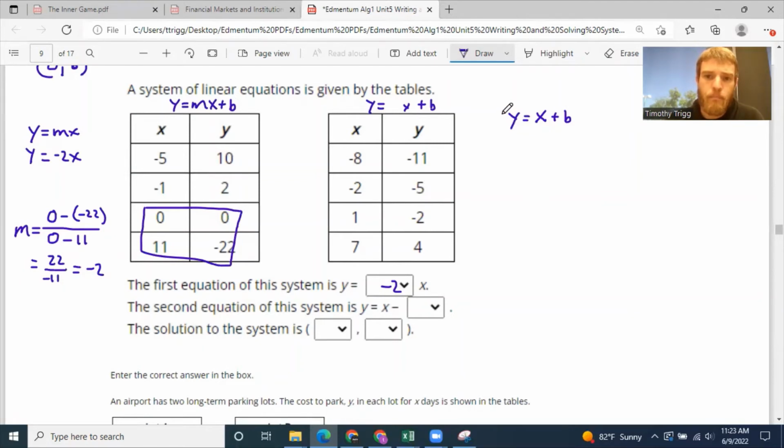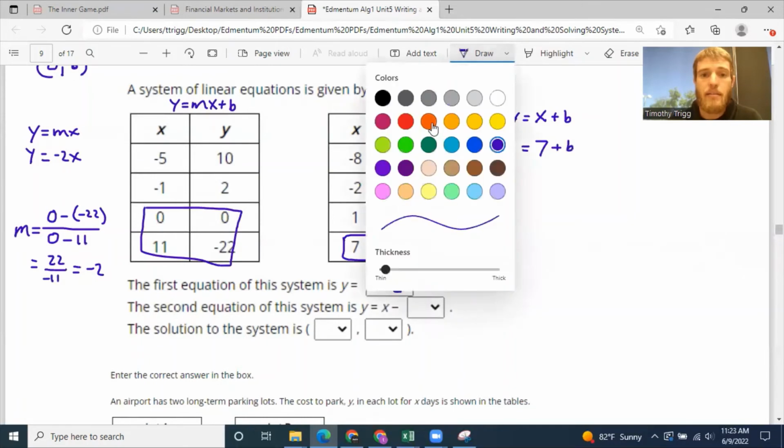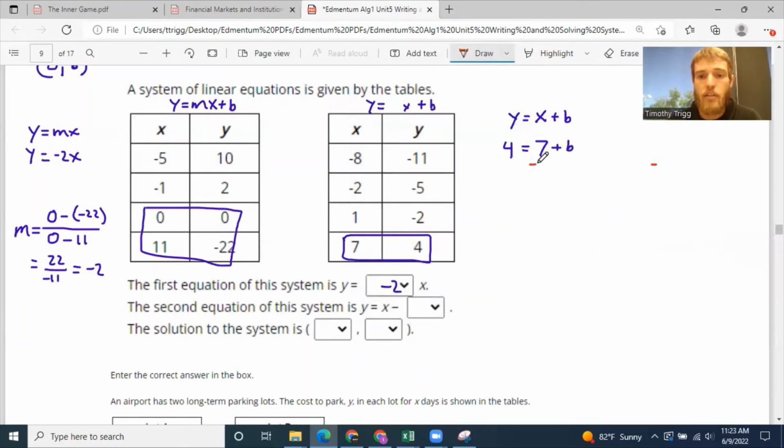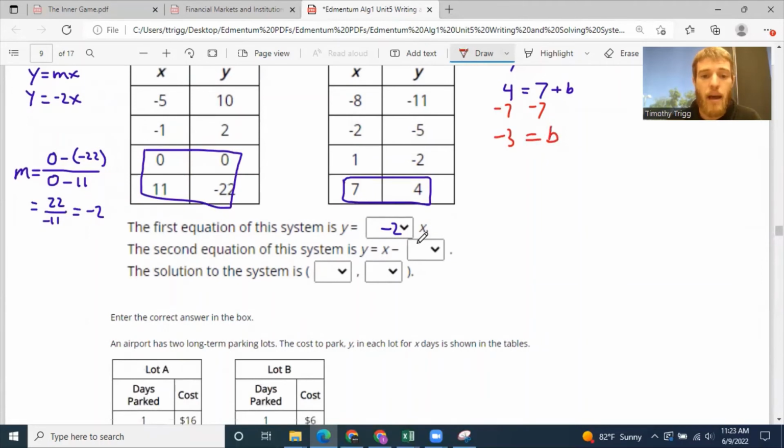Now, let's go ahead and use, here we could use any point we like and substitute the values of x and y to help us find b. I'm just going to use this last point here because they're positive numbers, and I prefer to work with positive numbers if I have the choice. So I'm going to replace y with 4 and replace x with 7. And then solve for b. So how do we solve for b in this case? Well, I would just go ahead and subtract 7 on both sides of the equation, giving us negative 3 equals b. So the second equation is x minus 3.